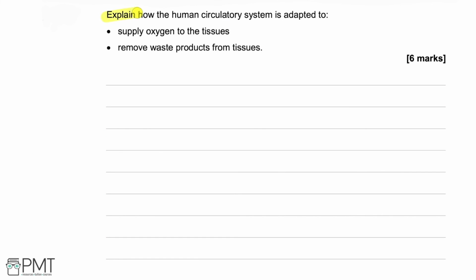Explain how the human circulatory system is adapted to supply oxygen to the tissues and to remove waste products from the tissues. Now, this is a 6-mark question, but it's level marked. Now, to get the highest level, level 3, we need to make a detailed and coherent answer. To do this, let's start thinking about the human circulatory system.